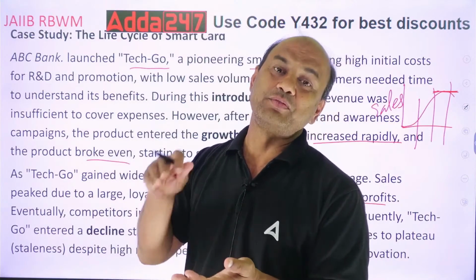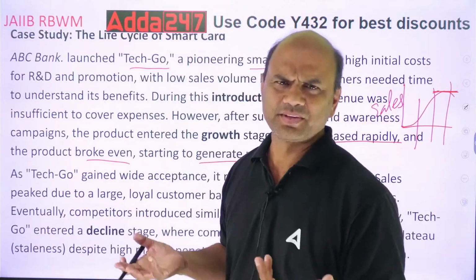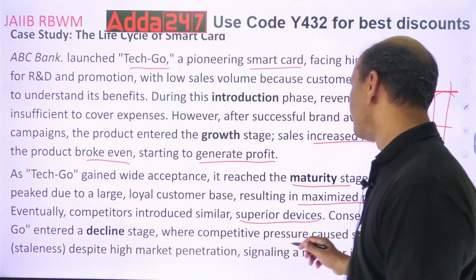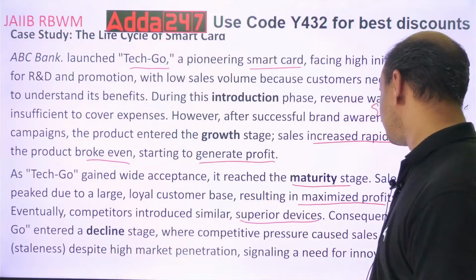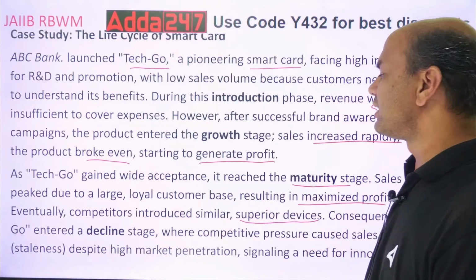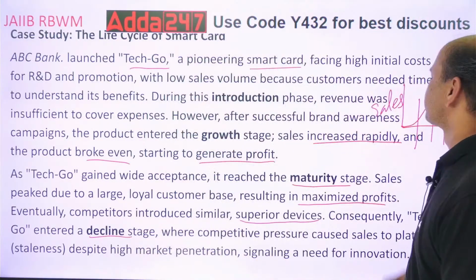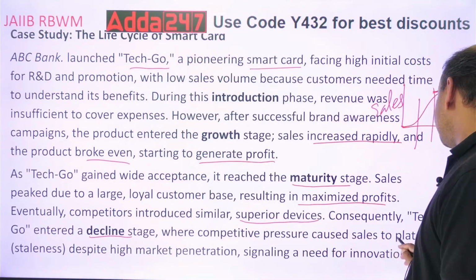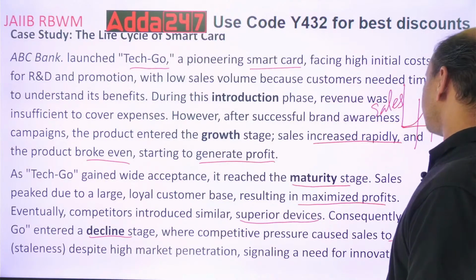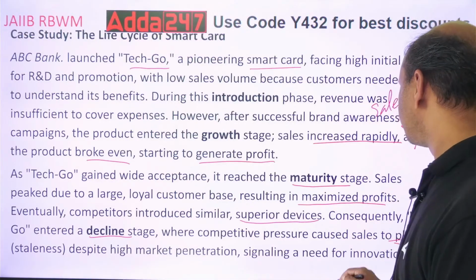They'll immediately bring in a new product or a feature which is not there in the products presently in the market. So, competitors immediately brought in superior devices. Consequently, Techgo entered a decline stage. Decline, see this stage, the last stage, where competitive pressure caused sales to plateau. Plateau means down. Stable first and then down. Despite high market penetration, signaling the need for innovation.